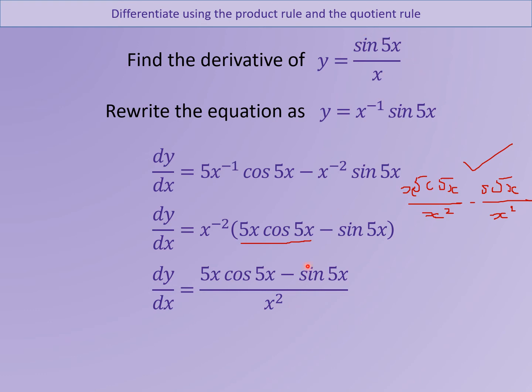Also, what you might notice is on the top, we've got a couple of things happening. We've got a sine 5x that went to cos 5x. How's that happened? Some sort of differentiation. I differentiated the numerator there. That's where the 5 comes from. Where does the extra x come from? Maybe just there. That's where that bit comes from.